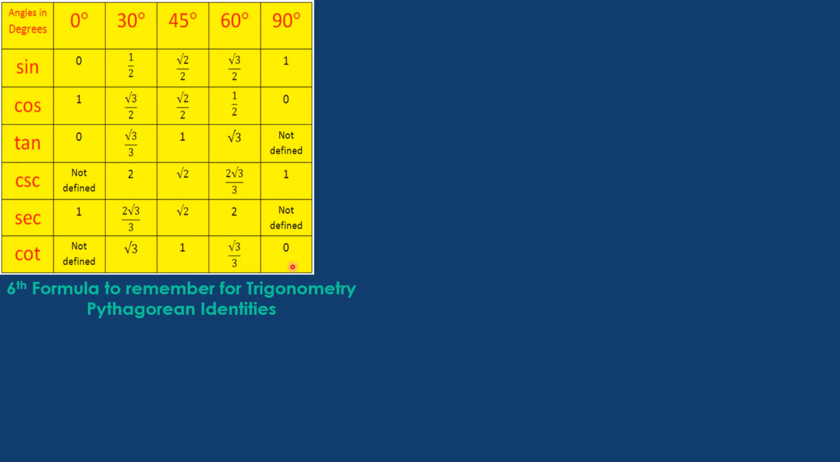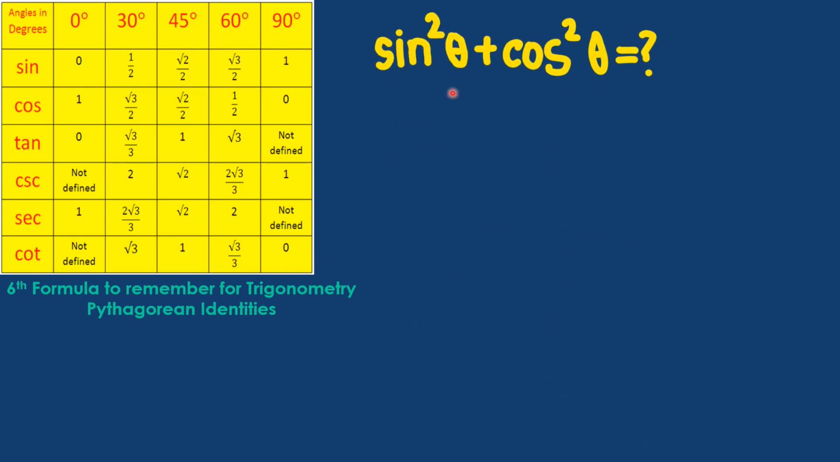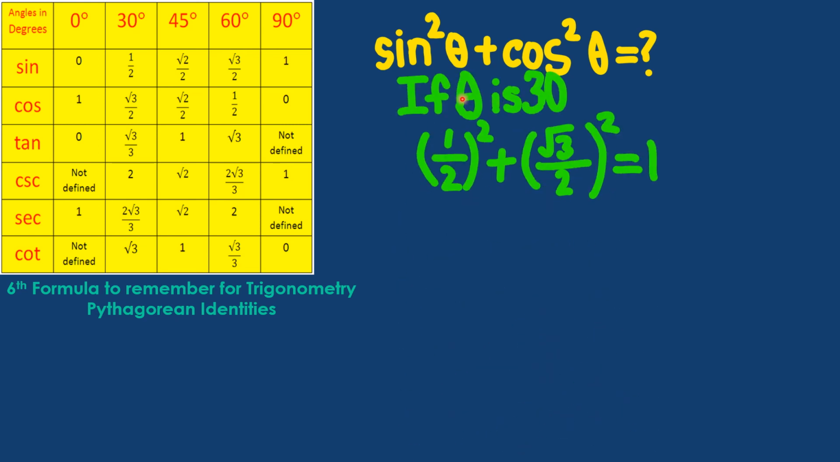So another formula you can learn is on the Pythagoras theorem, which is a square plus b square. So what is sine square theta plus cosine square theta equal? Pause the video if you want to attempt using these values here. I suggest you can pick one value from this chart and you can solve for the answer. Alright, so let's say I choose theta to be 30 degrees. So it will be half square plus root 3 over 2 square, and this is equal to 1.